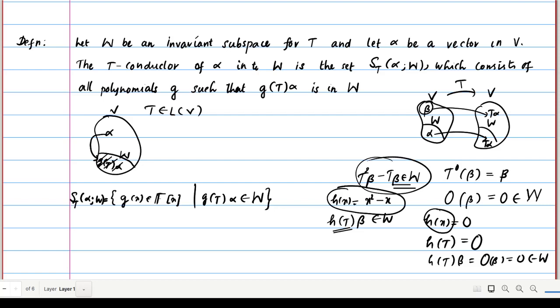Let W be an invariant subspace over T and let alpha be a vector in V. The T conductor of alpha into W is the set of all polynomials. That is the set S(T; alpha, W), which consists of all polynomials g over F such that g(T)(alpha) is in W.